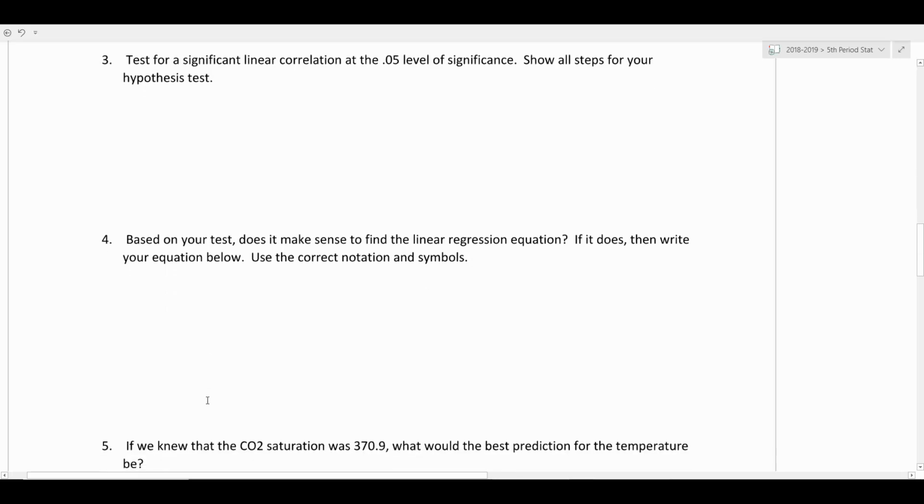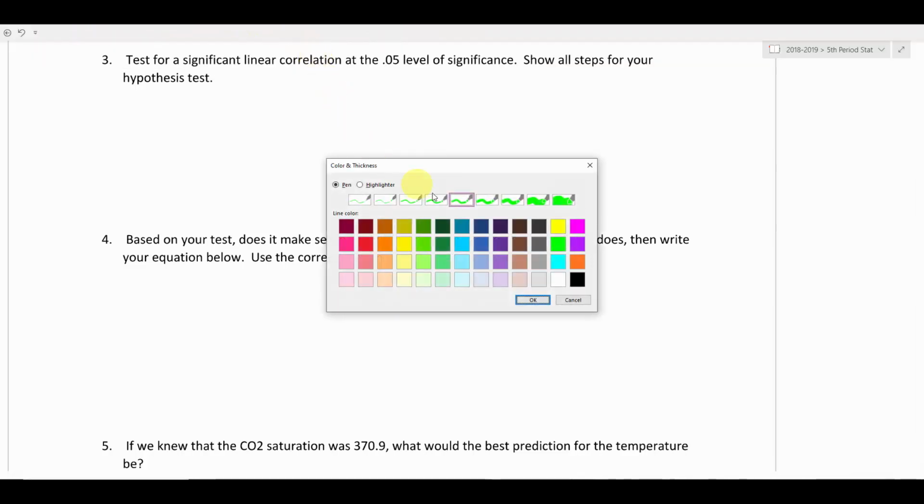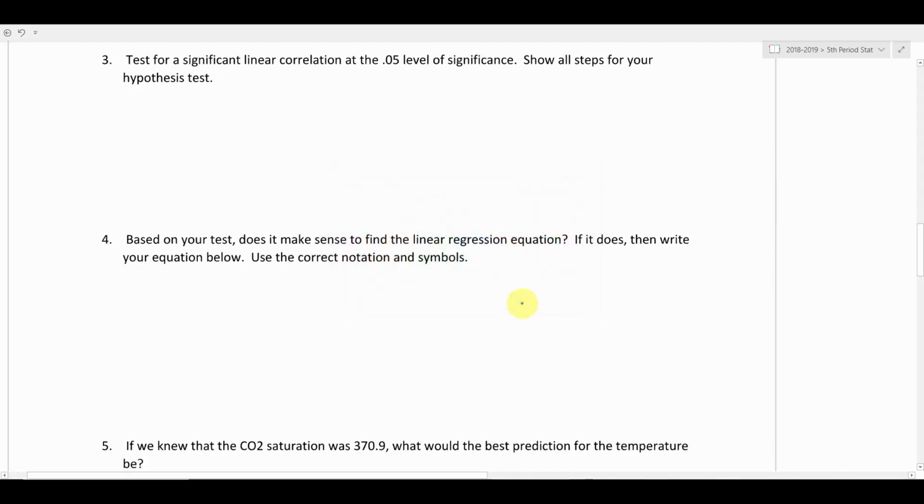All right, so the next thing that they want us to do is they actually want us to run the hypothesis test to fully confirm that we have a strong enough linear correlation to be making predictions. All right, so let me get a different pen color here, and we will do exactly that. And to start a hypothesis test, we need to make sure that we have a null and an alternate hypothesis. So I'm going to set up my null and my alternate.